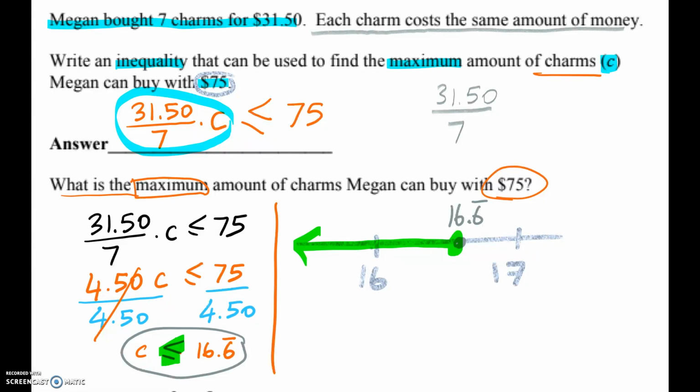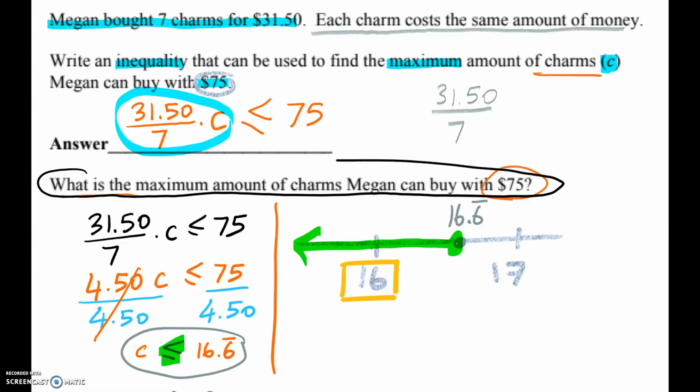So C maximum can be 16. Yes, it can be maybe 15, 14, whatever, but C has the maximum value when it is 16. So let me write down the answer. What is the maximum amount of charms Megan can buy? So the answer is 16 charms.